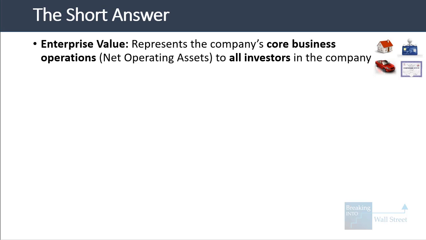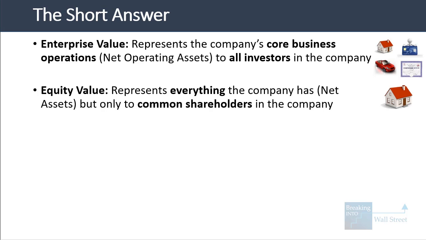The short answer here is that enterprise value represents the company's core business, so it's net operating assets to all the investors in the company. And equity value represents everything the company has, its net assets, but only to the common shareholders in the company.